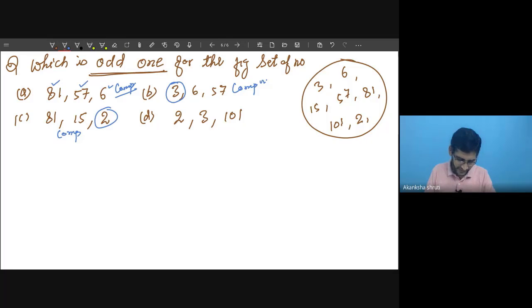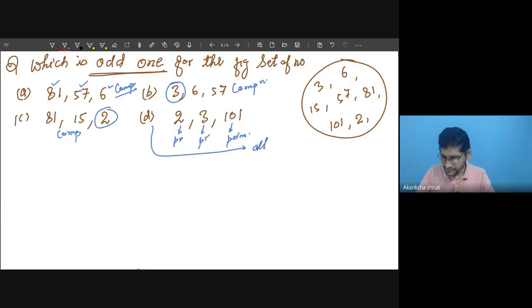Like 3 in the C, 2 is the only prime, but 81 and 15 are composite. Now coming to this D, what we are getting? 2 is prime, 3 is another prime, 101 is another prime. So which one is the most acceptable or most suitable group here? Here we are observing that these are all prime. So it is the most suitable.